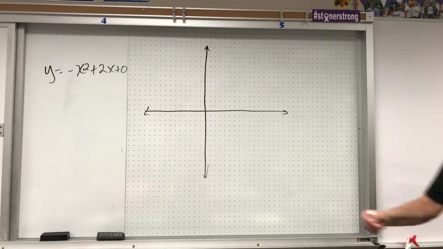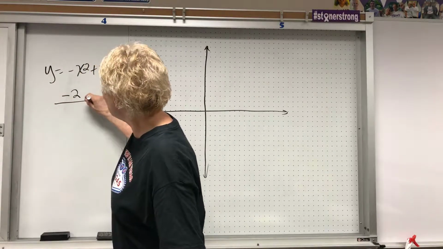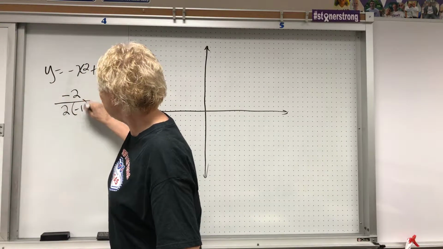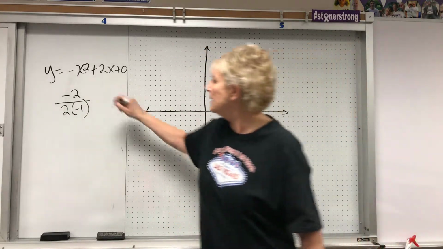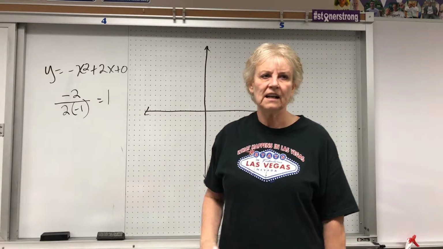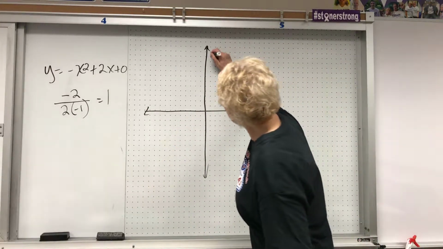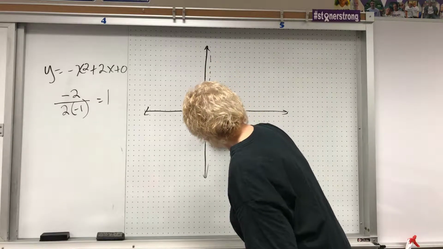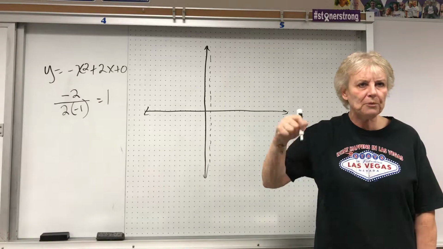All right, your axis of symmetry is the opposite of B over 2A. So your axis of symmetry on number 1 was 1. The first thing you should do when you get that 1 is go to your graph and put an imaginary line so that you know that is the middle of your parabola.